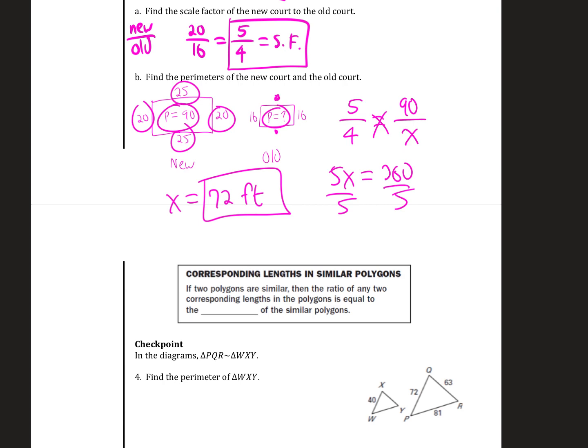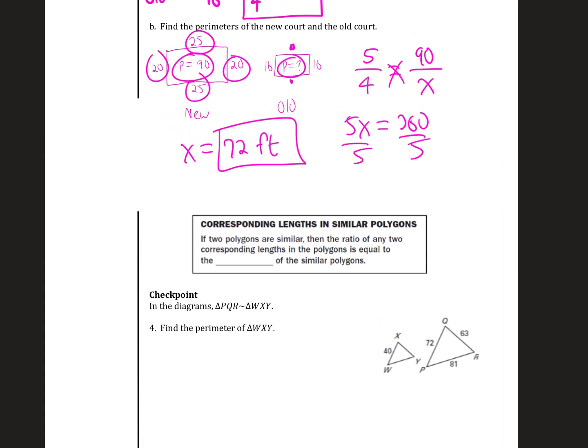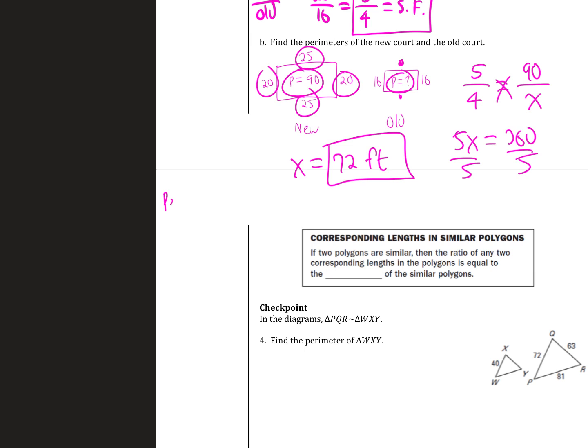Corresponding lengths and similar polygons. Yeah, it's kind of tricky. Okay, let's go ahead and write some notes over here. So perimeter problems. Okay, let's write the steps for perimeter problems. So first step: find the scale factor. Okay, always find the scale factor first.